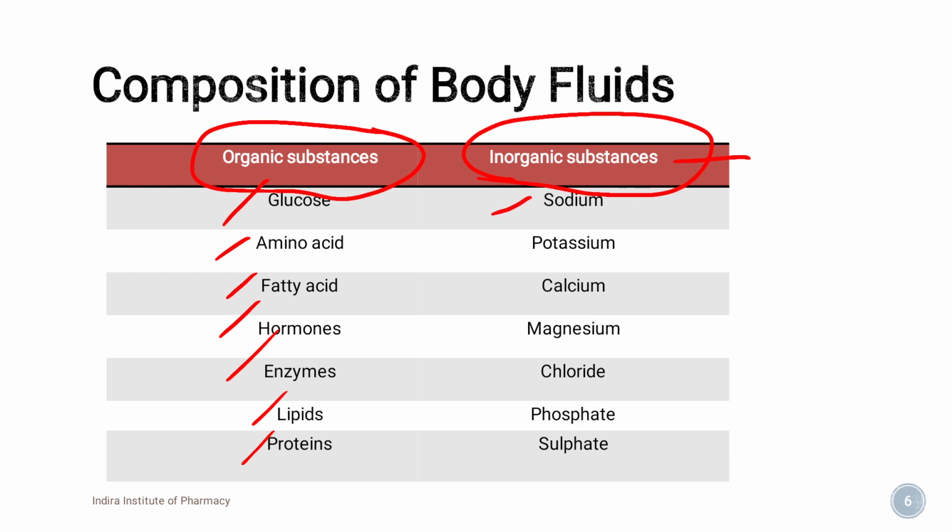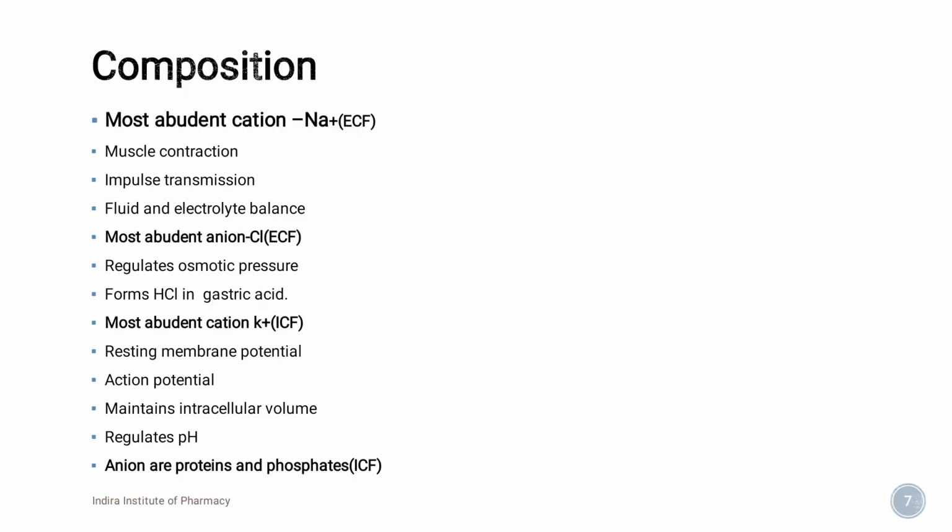So we know the cations: sodium, potassium, calcium, magnesium. Then anions we have chloride, phosphate and sulfate. So if we take all the cations and anions, the composition of cations and anions, the most abundant cation found in the body fluid is sodium. It is usually found in the extracellular fluid.